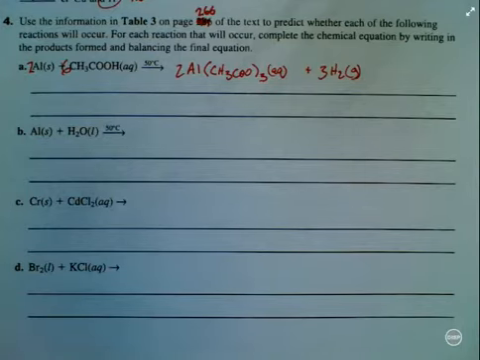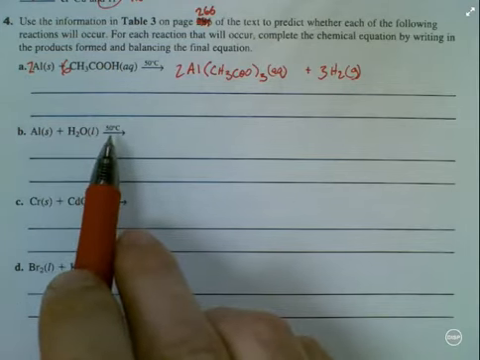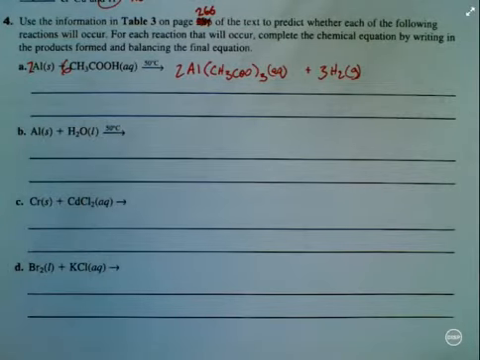B, aluminum solid reacting with liquid water. So aluminum is actually in a place where it is not going to react with water. Now, you might be curious, what is this 50 degrees Celsius indicating here? This is water. It's liquid water.